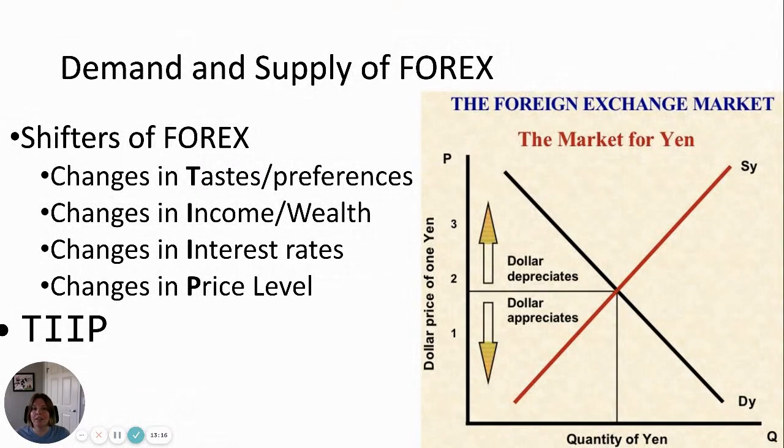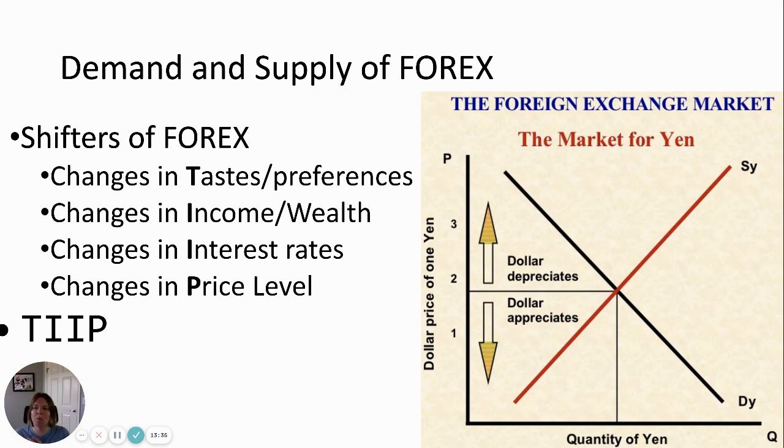So, demand and supply for Forex. What are the shifters for the foreign exchange markets? I'll give you a tip. It's TIIP. First, changes in tastes and preferences. So tourism, or if there's all of a sudden increased demand for a foreign product.